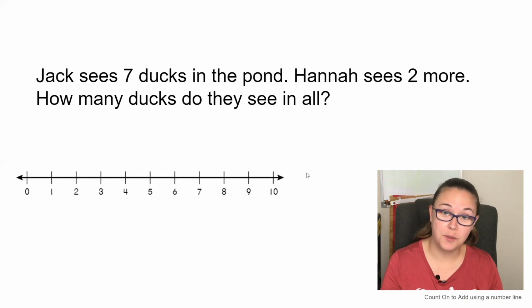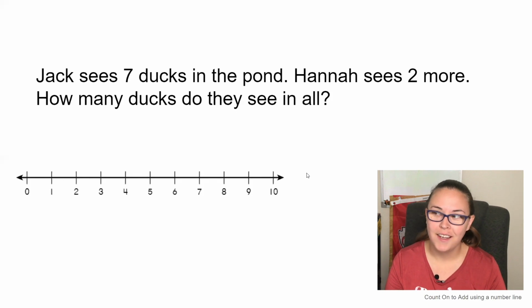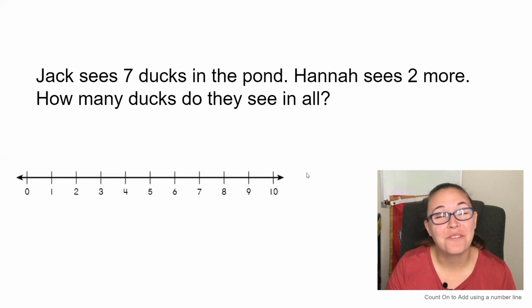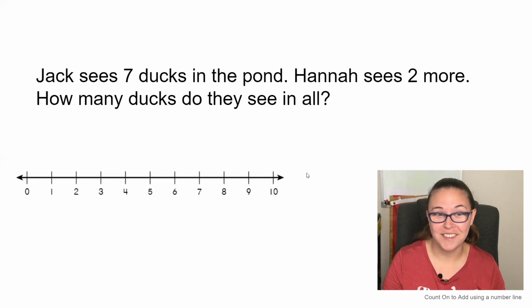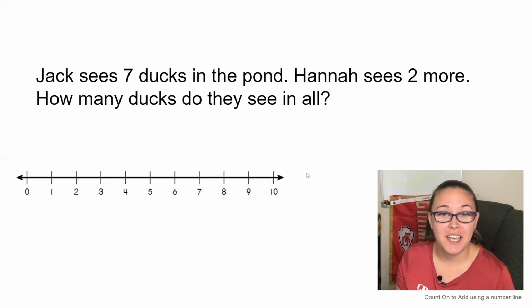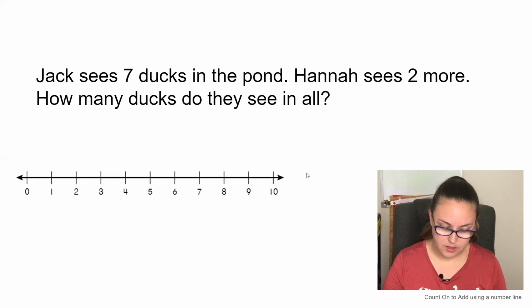So here in this story, Jack and Hannah see ducks at a pond. Do you remember a time when we saw ducks at a pond? That's right, we went to Loose Park in August, maybe September. And we saw the ducks and we counted the ducks in the pond there. So let's talk about how to solve this problem.